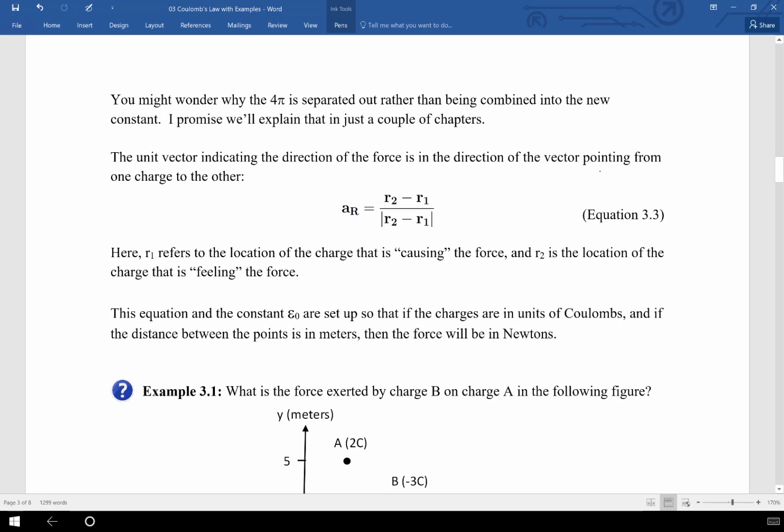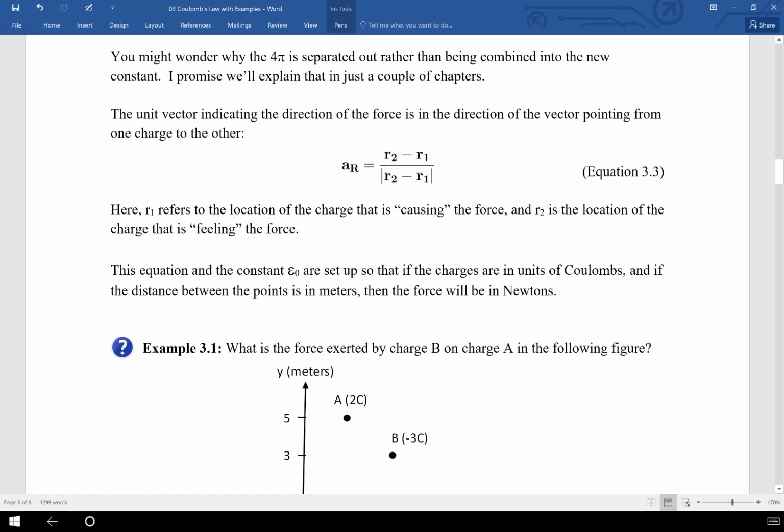The unit vector is an important part of this, because remember that Coulomb's law not only specifies the magnitude of the force, but also the direction of the force. And so you can see here we have an equation that identifies what that unit vector is, where R1 is the location of the charge that is, quote, causing the force, and R2 is the location of the charge that is, quote, feeling the force. Now, we understand that in reality, those two charges are both causing a force on the other charge. But typically we will be considering one charge to be fixed, or creating the force, and the other feeling the force. We'll look at the other charge as saying what is the impact on that charge.